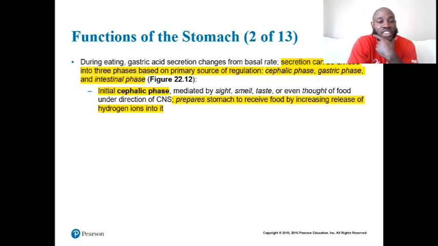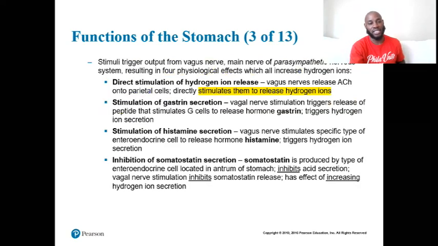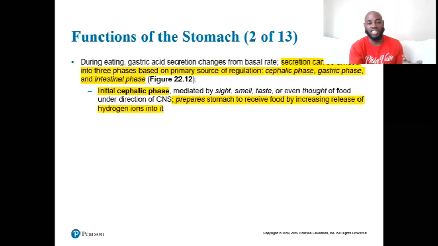So she'll see it, she'll smell it, eventually taste it. And like I say here, even the thought of it, the stomach starts to prepare to receive the food by releasing hydrogen ions, which are a part of hydrochloric acid. So that's your initial cephalic phase. So your body, your senses, sort of pick up on food.